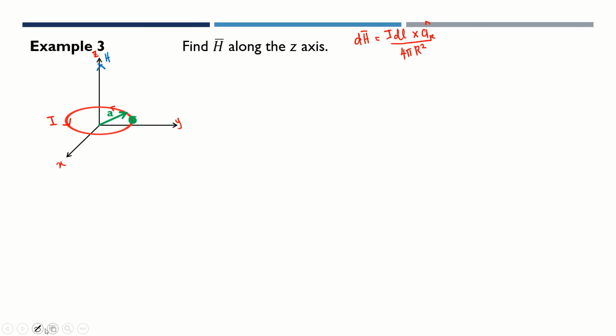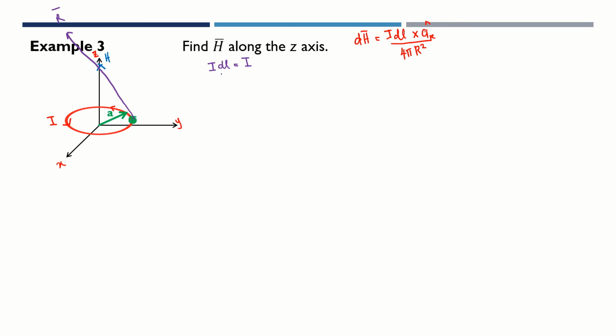So this is my H field. What should I do next? If you still remember the steps, I have to connect this sample to this H. So let's connect it. This is going to be my R. Therefore, my I dL will involve I, because the total current flowing inside here is I.